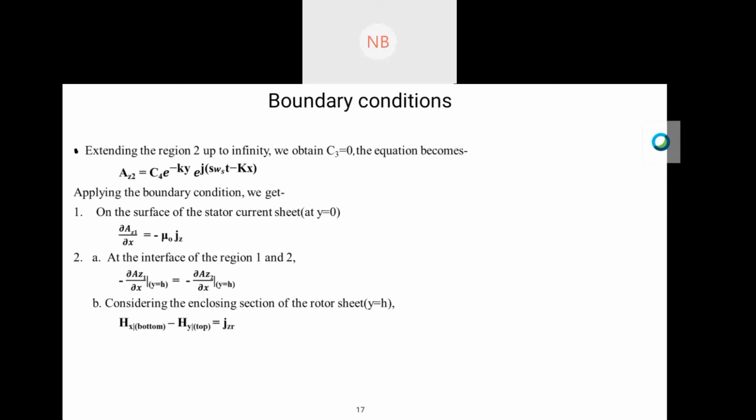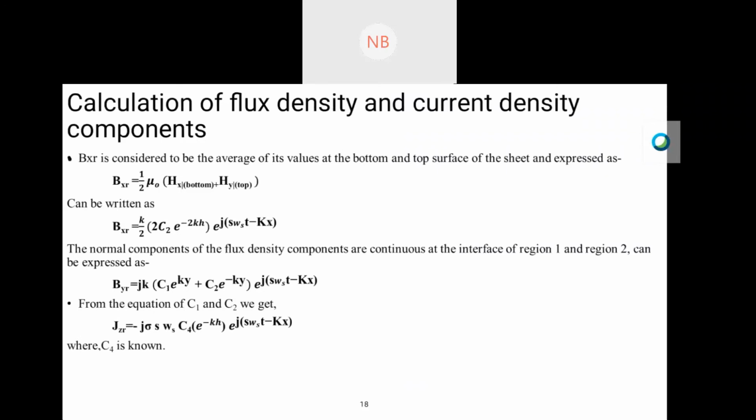So the next slide is about calculating the flux density and current density. So considering the longitudinal component of the flux density, that is Bxr in the rotor sheet, which is not uniform, and the values of Hx bottom and top of the rotor differ by a finite quantity, which is equal to the current enclosed by the rotor sheet. Therefore Bxr is considered to be the average value for the bottom and the top surface, which is given in this formula. And now by putting the values of Hx bottom and top, we get the final equation.